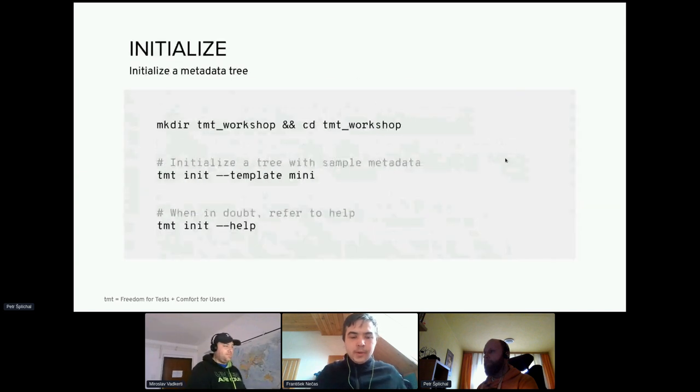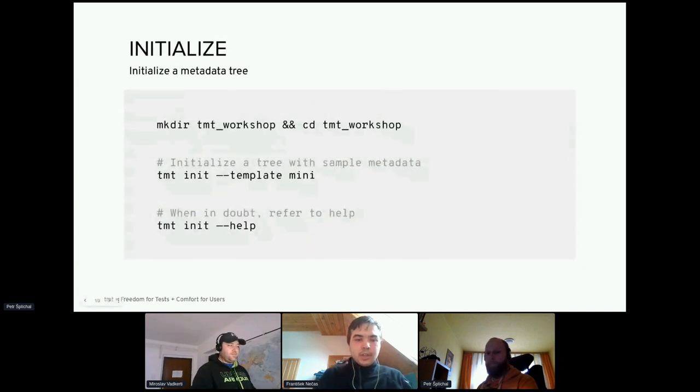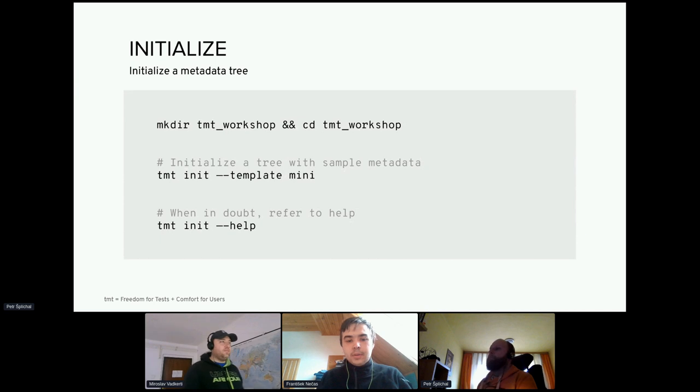But let's continue for now. The first step in working with TMT, if you want to start from scratch, is initializing your repository. So there is a command tmt init, which is basically the equivalent of git init. It prepares the repository. You can make use of some example templates. So for example, if you use the template mini, it's going to create some simple metadata so that we can get a bit more acquainted with TMT.